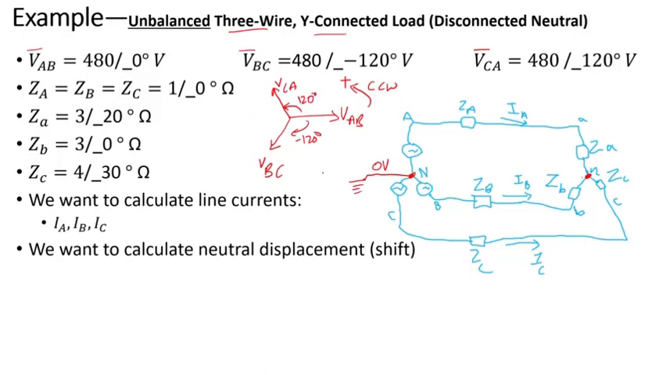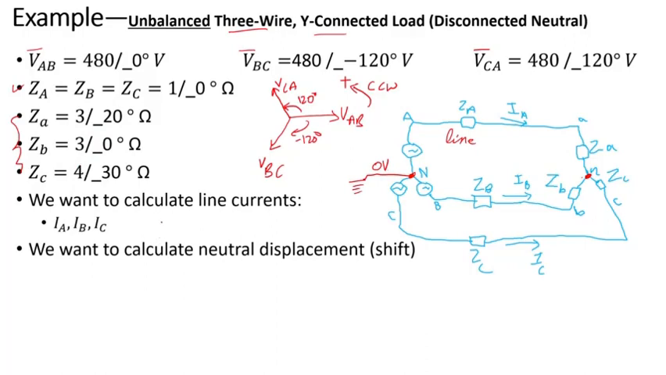Then we have the load ZA. The source is connected to the load through a line, and the lines have equal impedances. For simplicity, it's just 1 ohm. Then these are the loads, lowercase a, b, c, and as you can see, they're unbalanced. They have different magnitudes and different angles.